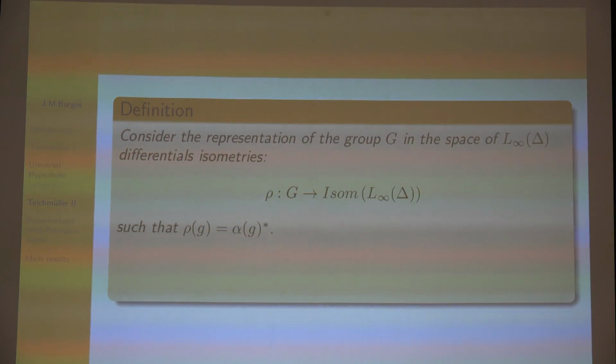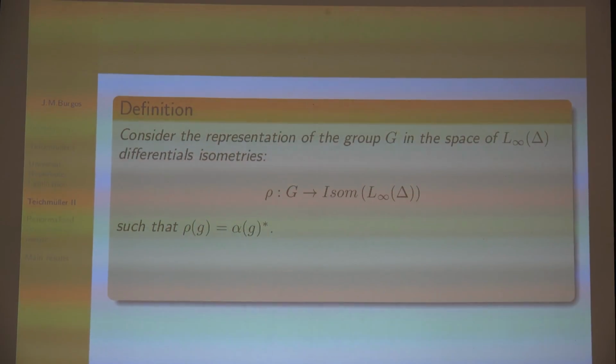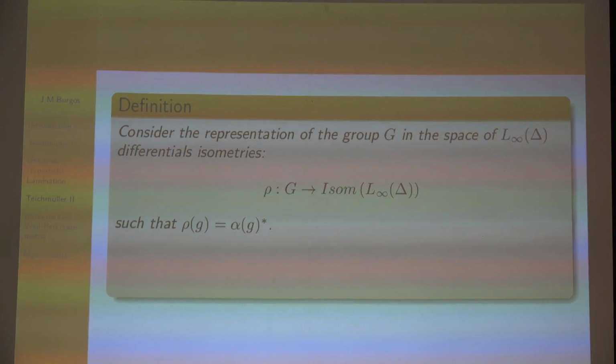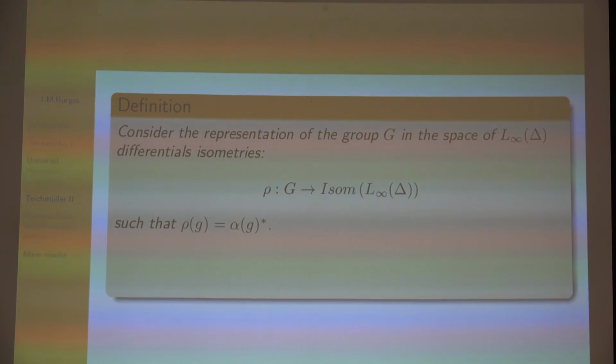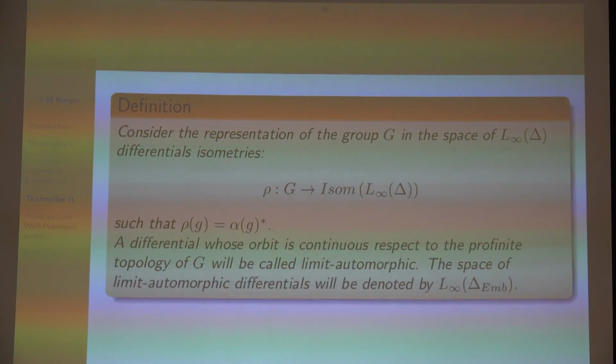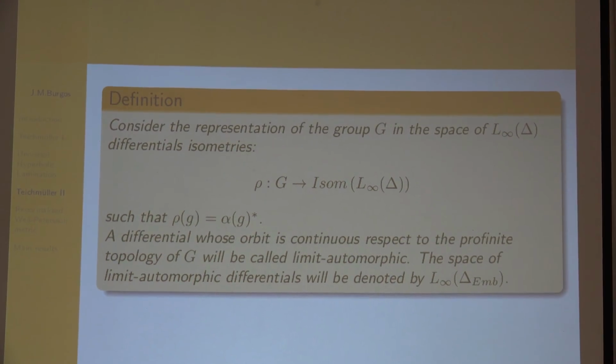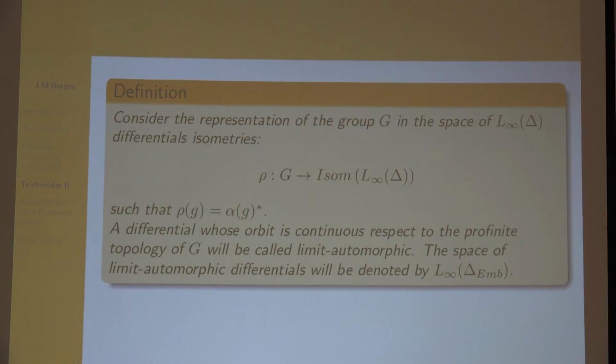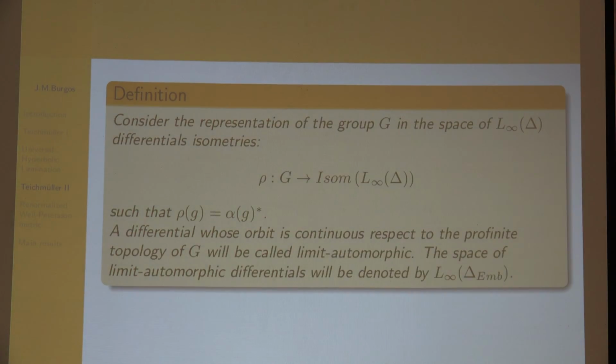Consider the representation of the fundamental group in the space of L infinity of differentials. And the representation is just a pullback of the functional representation. And a differential whose orbit is continuous with respect to the profinite topology of G will be called limit automorphic. And the space of limit automorphic differentials will be denoted by L infinity delta embedding. Don't take this literally. This is just notation. This is nothing else than notation.